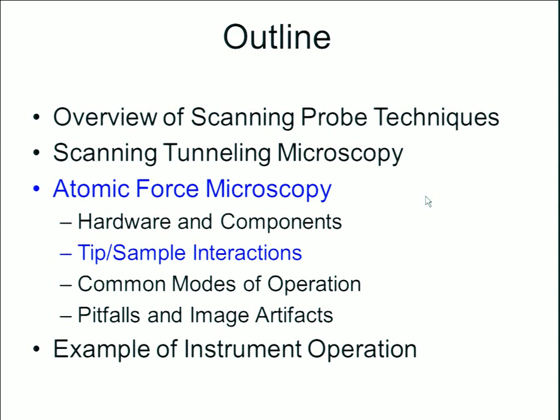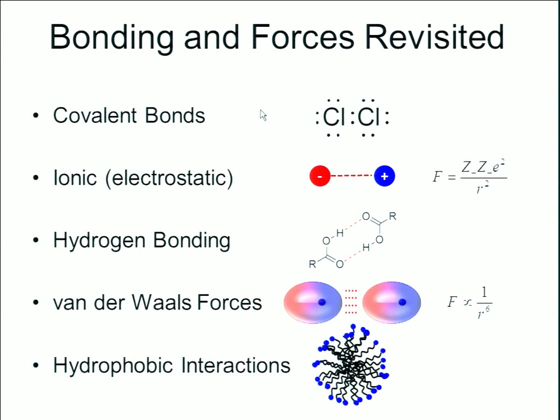Okay, next up will be a more detailed discussion about possible tip-sample interactions. So if we think about some of the forces which may be occurring or present between a tip and sample, we might think of things like covalent bonds, ionic or electrostatic bonding, hydrogen bonding for sure, if there's going to be some water content in the air. Van der Waals forces, definitely, as the tip and sample approach each other, basically their electron clouds are going to have some type of overlap and interaction. And there could also be hydrophobic interactions between the tip and sample.